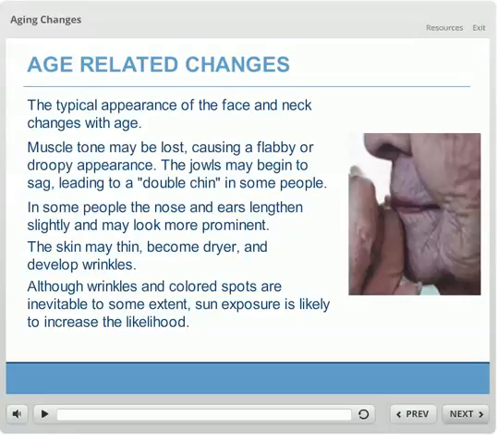The typical appearance of the face and neck changes with age. Muscle tone may be lost, causing a flabby or droopy appearance. The jowls may begin to sag, leading to a double chin in some people. In some people, the nose and ears lengthen slightly and may look more prominent. The skin may thin, become drier, and develop wrinkles. Although wrinkles and colored spots are inevitable to some extent, sun exposure is likely to increase the likelihood.